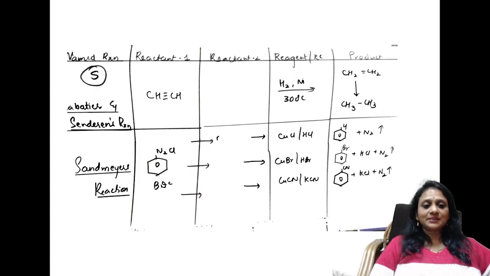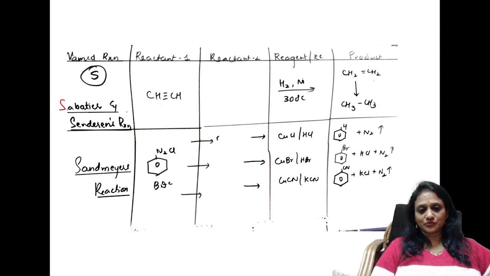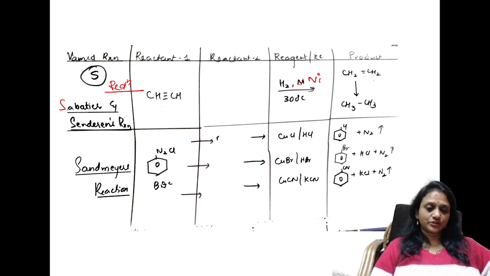In Sabatier-Senderens reaction, it's a conversion of alkynes to alkenes, alkenes to alkanes. It is a reduction process, students. So what are you going to do every time? You're going to break the bond, add hydrogen. So you require a metal catalyst. So nickel, I'm taking as a metal catalyst, which helps in addition of hydrogen.